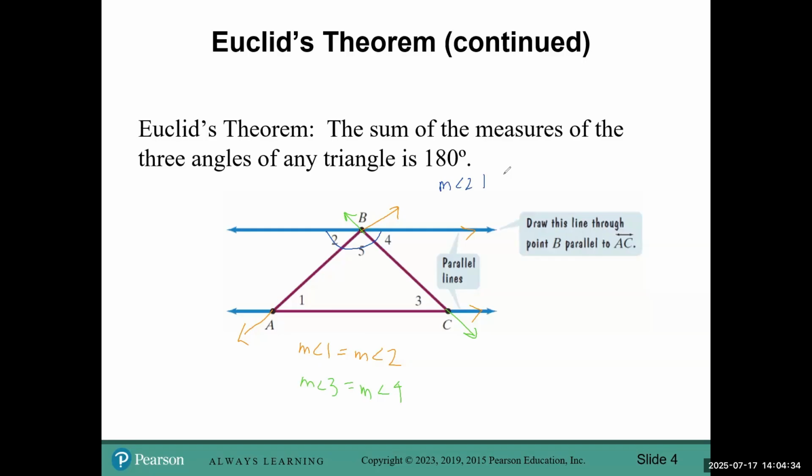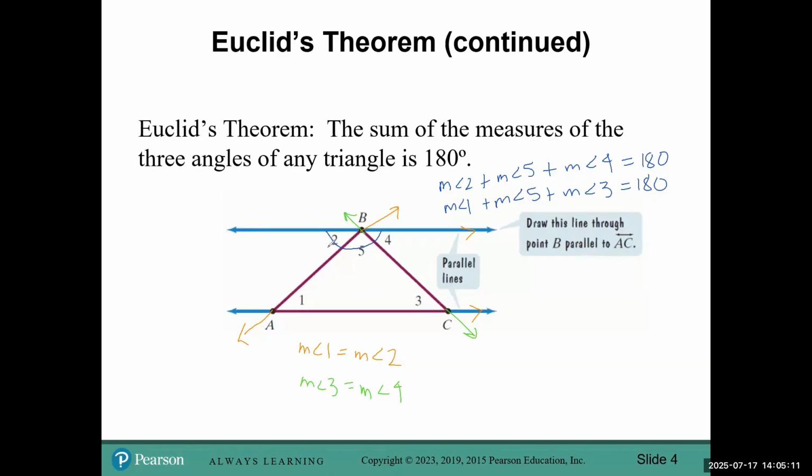So the measure of angle 2 plus the measure of angle 5 plus the measure of angle 4 has to be equal to 180 degrees because that's a straight angle. But down here we said, oh wait, angle 1 and angle 2 are the same. So I can replace this with angle 1. And then angle 4 and angle 3 here we showed were the same. So I can replace this measure of angle 4 with measure of angle 3. So that means the angles 1, 5, and 3 also have to add up to 180 degrees.